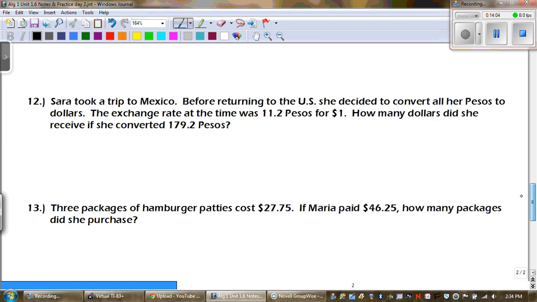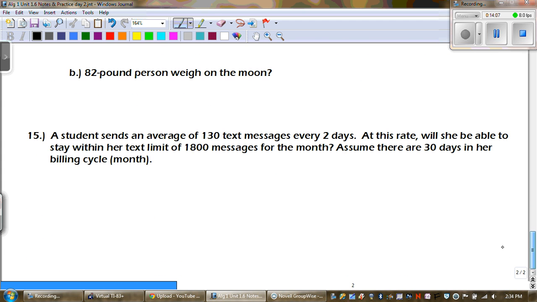Now, I want you guys to do all of these yourself. Now, the one that I want to talk with you about is number 15. It says a student sends an average of 130 text messages every 2 days. At this rate, will she be able to stay within her text limit of 1,800 messages for the month? And to assume that there are 30 days in the billing cycle. Now, there are a couple different things that we can do with this. We know that it's text messages and days. So we got text messages over days.